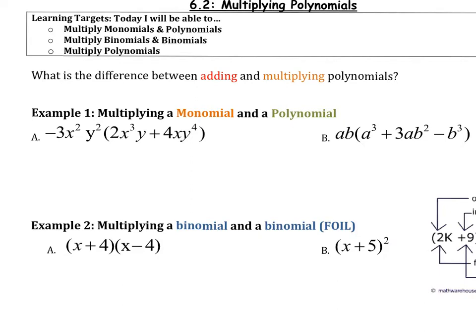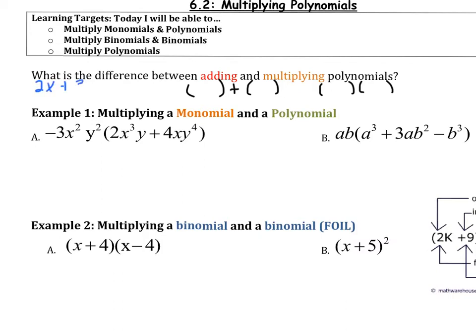The difference between adding and multiplying polynomials is when you're adding, you have a plus sign between the parentheses, and when you're multiplying, you don't have anything between the parentheses. Another example to remember is this.